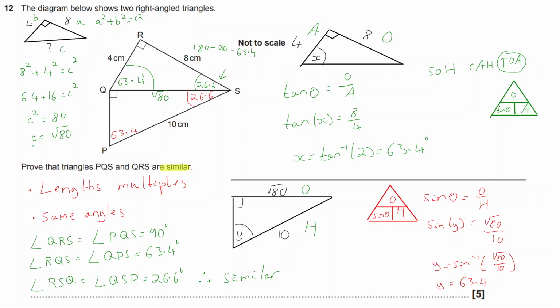Okay, that is quite a nice question. Quite a lot of working. I suppose it is 5 marks. But yeah, key facts. If things are similar, either you could prove that their lengths are multiples of each other, or that all the angles are the same. I went for this one because I just felt like that would be a better one to do. But we got there in the end, which is the most important thing.